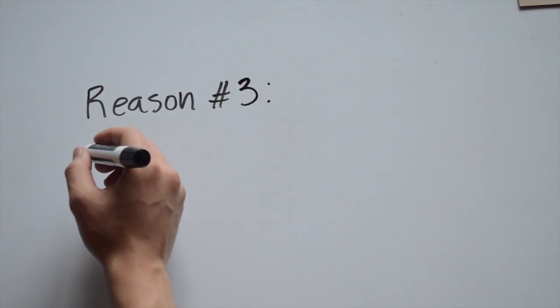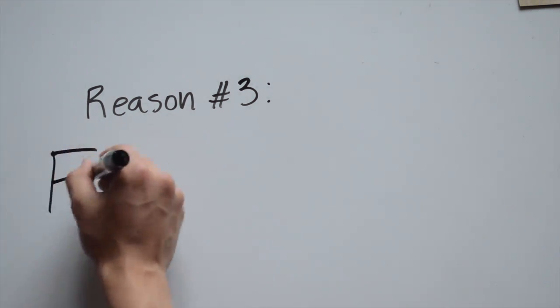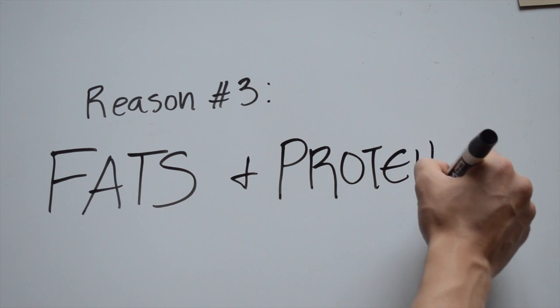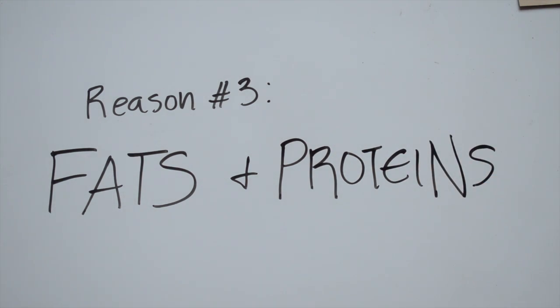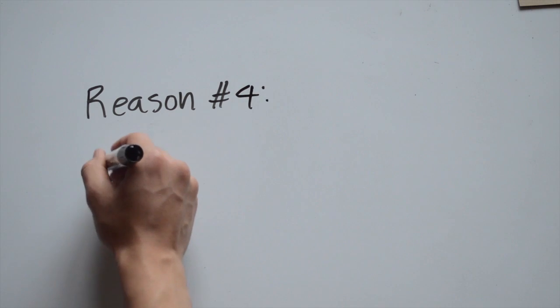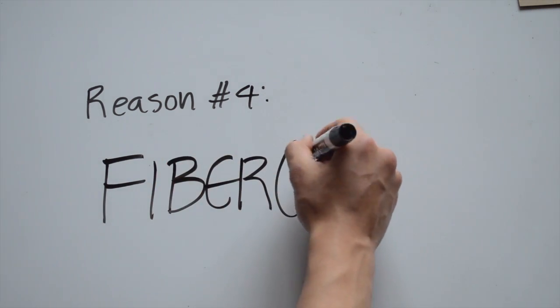Reason number three is that it allows fats and proteins to be efficiently and effectively used. What that means is that if carbs are too low, then protein, amino acids, will be broken down into glucose for energy, which means muscle loss and no gains. Fats, on the other hand, need more carbs to be completely digested. If they're not completely digested, it causes the body to become more acidic and dehydrated.